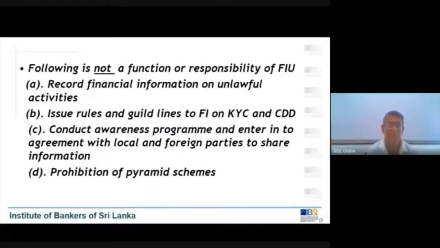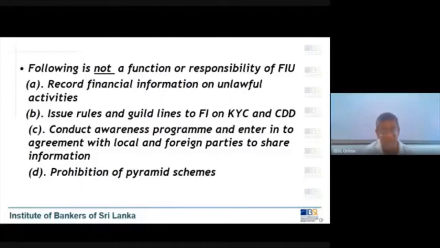FIU records financial information on unlawful activities. Remember, record financial information on unlawful activities. It is a duty of the FIU. Third one, conduct awareness programs and enter into agreements with local and foreign parties to share information. It is a duty of the FIU to conduct awareness programs about what is money laundering and what is KYC and things like that, what is terrorist finance.